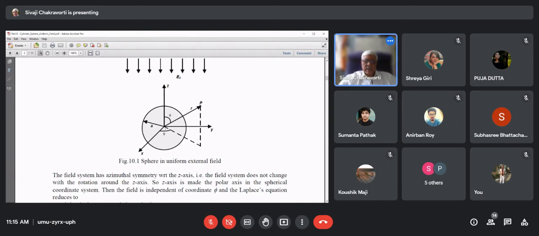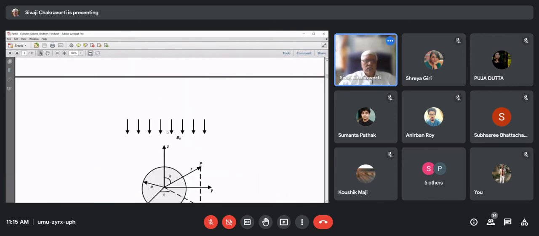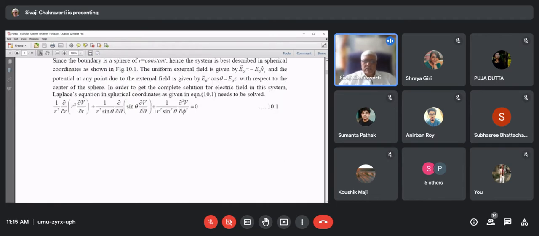So in spherical coordinate system, it again becomes a two-dimensional system because the field is varying with r and theta and not with phi. So when we write the Laplace's equation, equation 10.1, we say that this third term, del 2V by del phi square, will be 0 because V, that is the electric potential, will not be a function of phi. So Laplace's equation is modified to the first two terms. So equation 10.2 is the modified Laplace's equation.